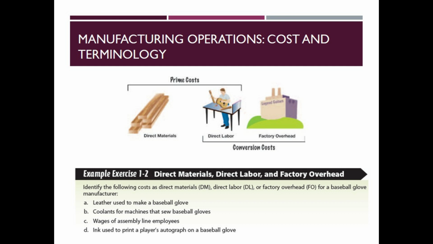Second, coolants for machines that sew baseball gloves. Do you consider this direct material, direct labor, or factory overhead? That would be referred to as factory overhead because you cannot trace the coolant directly, or it's not traceable to any of the finished product for a baseball glove manufacturer. Third one, wages of assembly line employees.